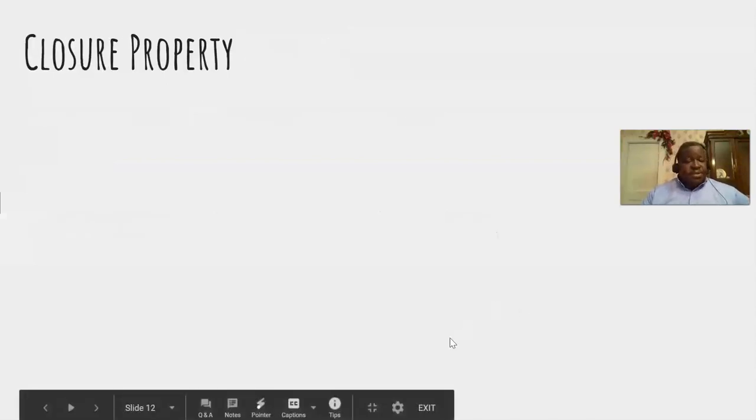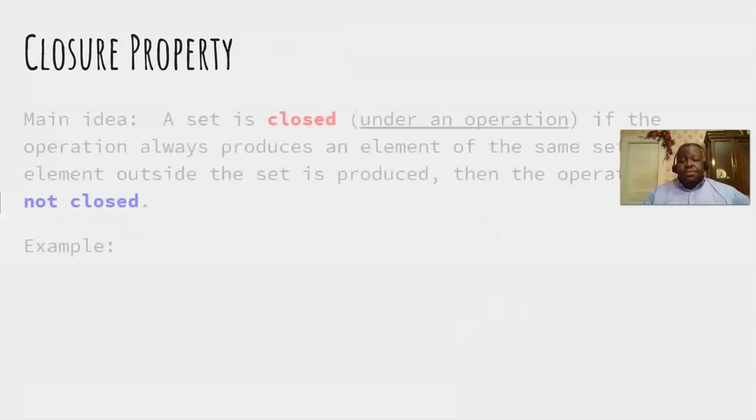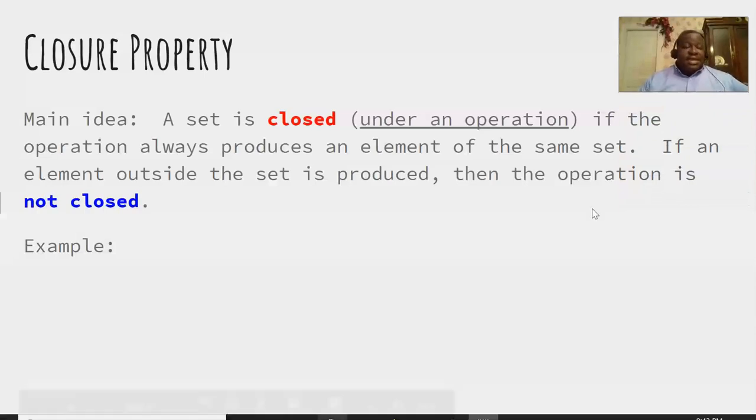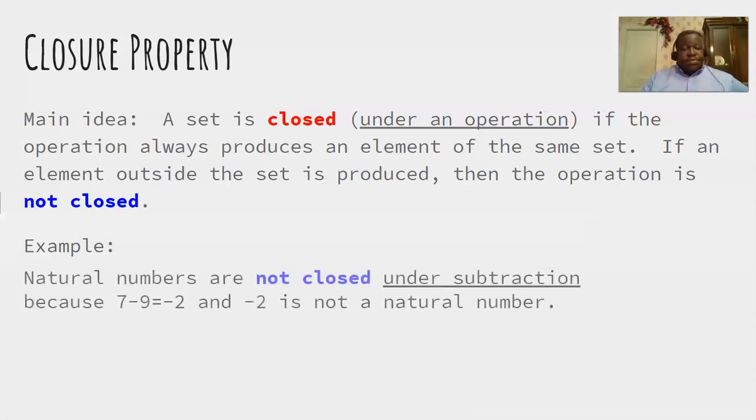The last property, the closure property. Need to move this picture up so we can see it all. The main idea: a set is closed under an operation if the operation always produces an element of the same set. If an element outside the set is produced, then the operation is not closed. We're going to look at two examples. First of all, natural numbers are not closed under subtraction because 7 minus 9 equals -2, and -2 is not a natural number.